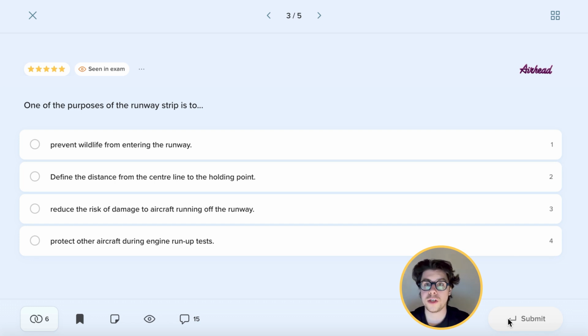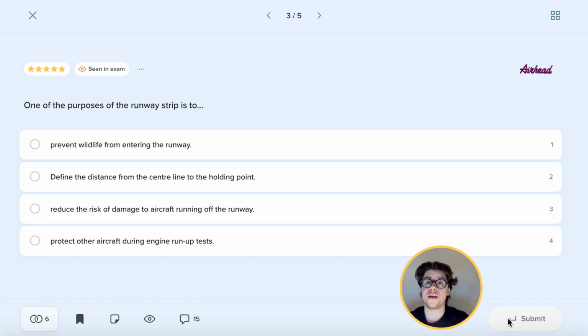And now going into question number 3. So one of the purposes of the runway strip is to. So a runway strip is an area that extends longitudinally and laterally from the runway. Depends on the runway type, so there's no straight number. It will be anywhere from 30 meters as a minimum of the center line laterally to 150 meters or sometimes even more.